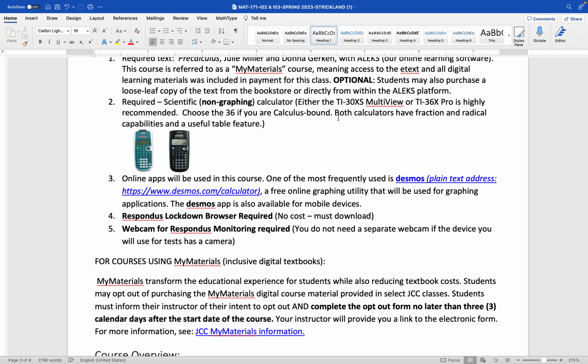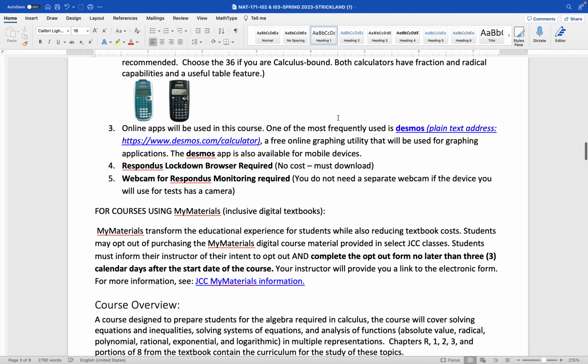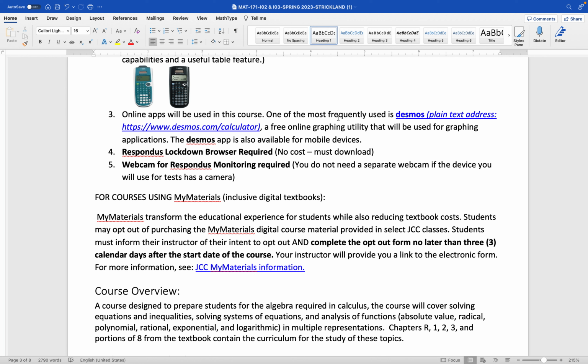And again, for the My Materials courses, of which this is one, My Materials transform the educational experience for students while also reducing textbook costs. Students may opt out of purchasing the My Materials digital course material provided in select JCC classes. Students must inform their instructor of their intent to opt out and complete the opt-out form no later than 3 calendar days after the start date of the course.